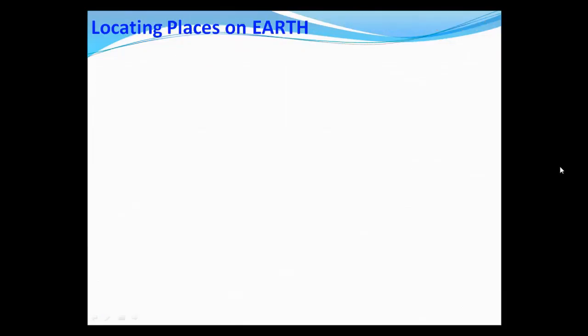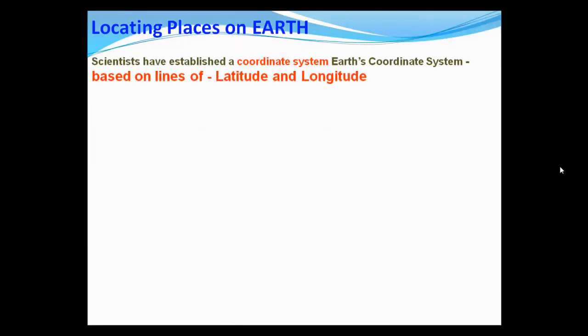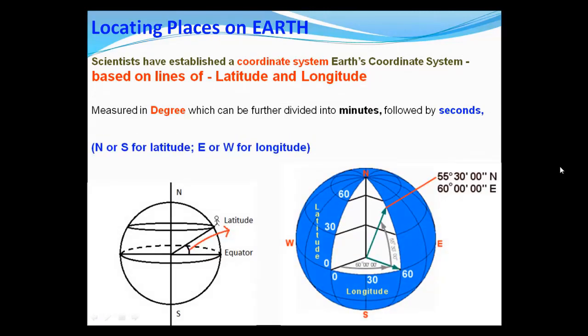Now, how to locate places on Earth? Scientists have established a coordinate system, the Earth coordinate system, based on lines of longitude and latitude. It is always measured in degrees, minutes, and seconds. North or south for latitude, east or west for longitude. As you can see, the equator is here, and one latitude has been drawn in the northern hemisphere, and this angular distance represents the latitudinal position. This can be understood further with the help of this sketch.